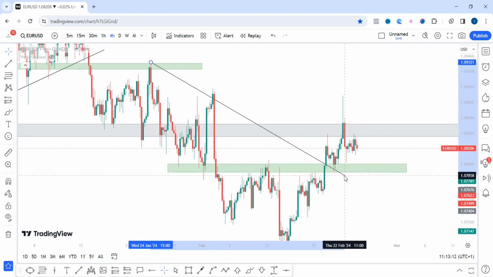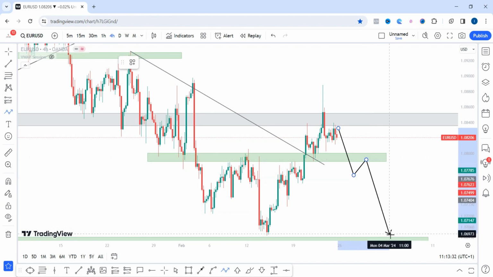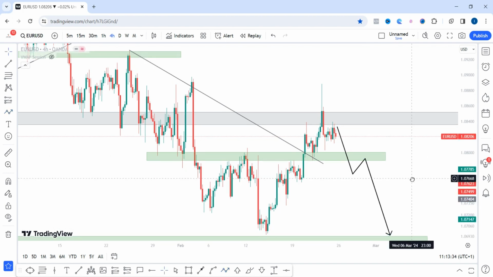So for next week, just like I did with DXY, for price to continue the extended move downward, price has to break below this green zone, which is around 1.07910. All right, then if price breaks and closes below that green zone, I would like to see a retest, then we'll continue all the way to the downside.